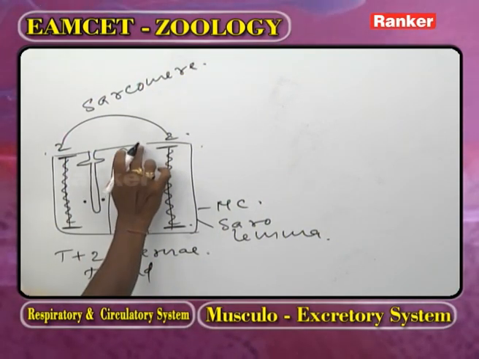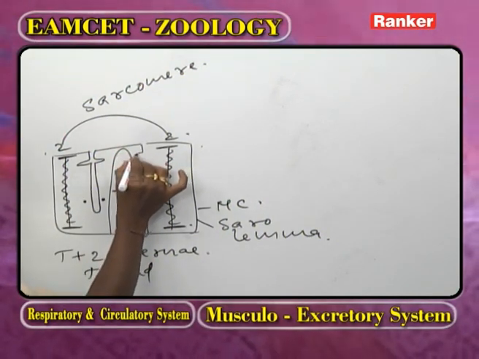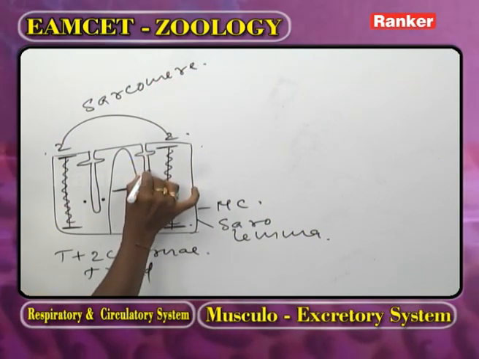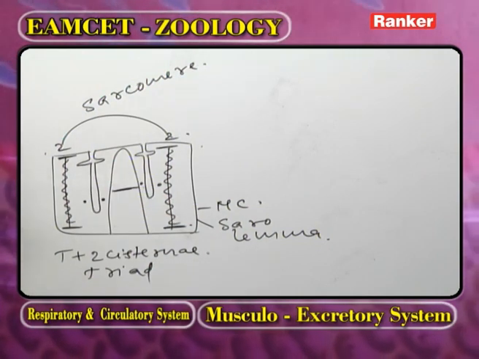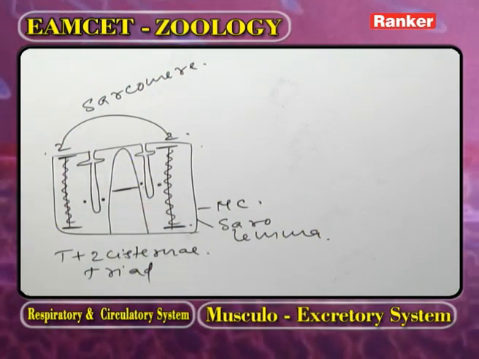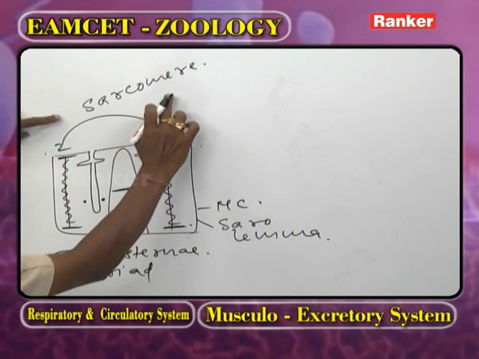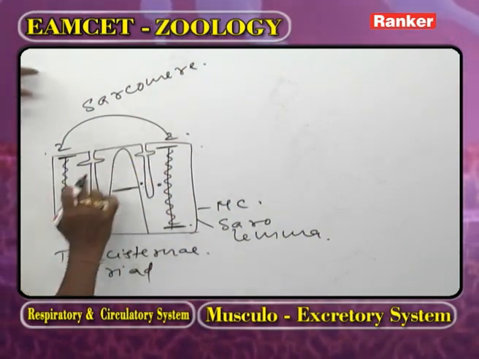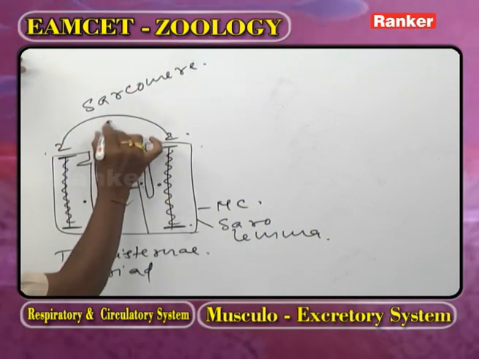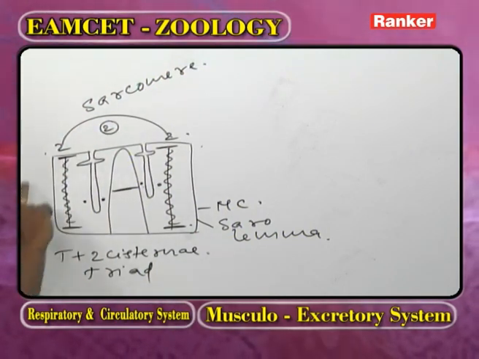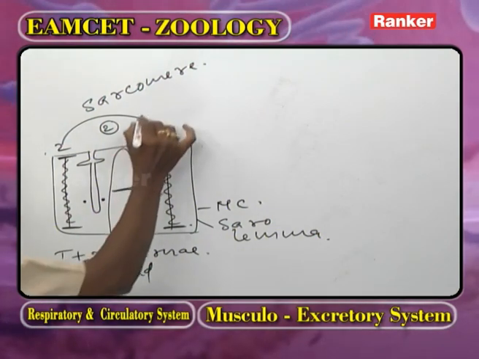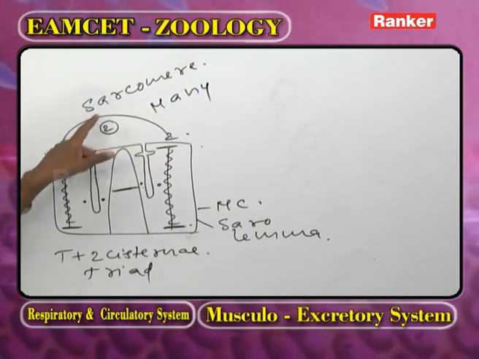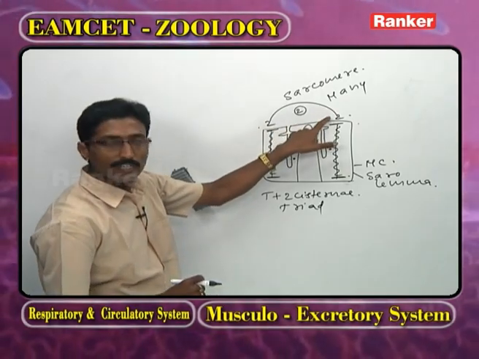Again, here, the sarcolemma folds. Now we are getting a T-shaped structure. Now again, it is a triad. Now here, in a muscle cell, in a sarcomere, how many triads are present? 2 triads. In a muscle cell, how many triads are present? Many. What is the sarcomere? The place between two Z lines.